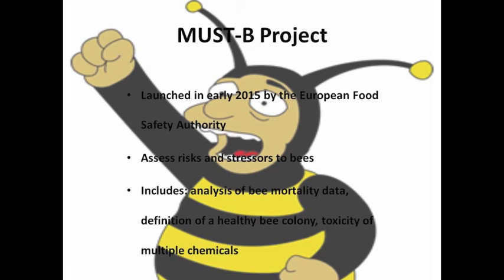Early this year, the European Food Safety Authority launched the MUST-B project, which aims to holistically assess the multiple risks and stressors on honeybees. Activities already underway include statistical analyses of the dataset on bee mortality, a scientific opinion on the definition of a healthy bee colony, and reports on the toxicity of multiple chemicals to bees and their effect on bee population dynamics.